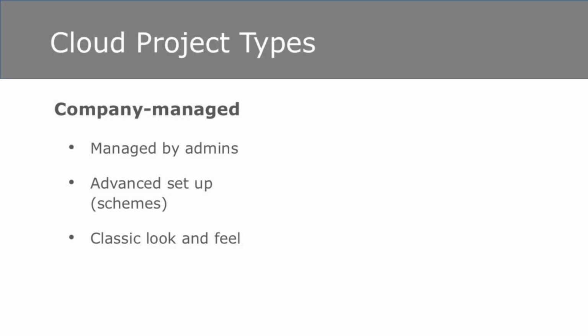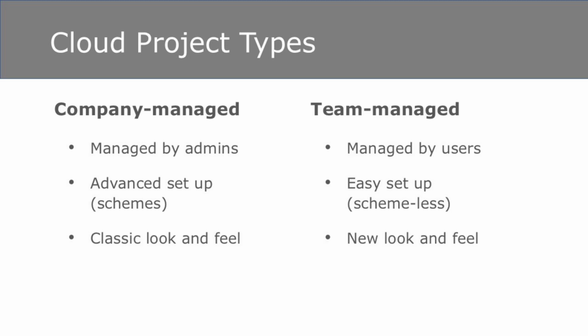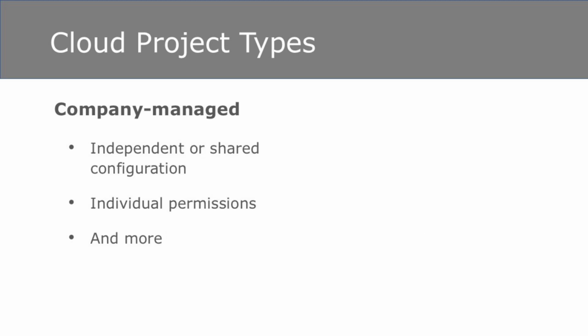Here's a few differences between company and team-managed projects in Jira Cloud. Company-managed projects use schemes and are managed by Jira administrators. Team-managed projects are scheme-less and are managed by regular users. The user and admin interface is slightly different between the two options. Because company-managed projects use schemes, project settings can be shared between multiple projects. This allows you to set standards and use the same processes and terminology across many Jira projects.